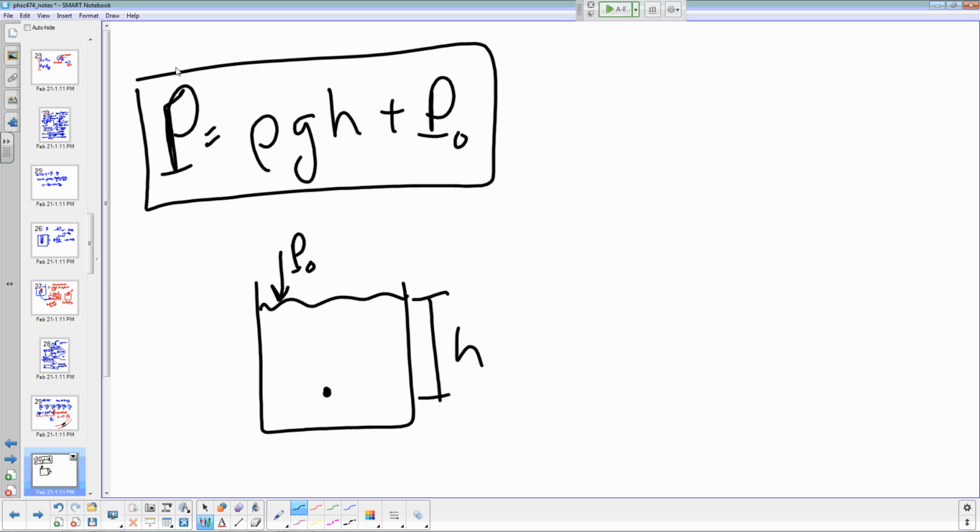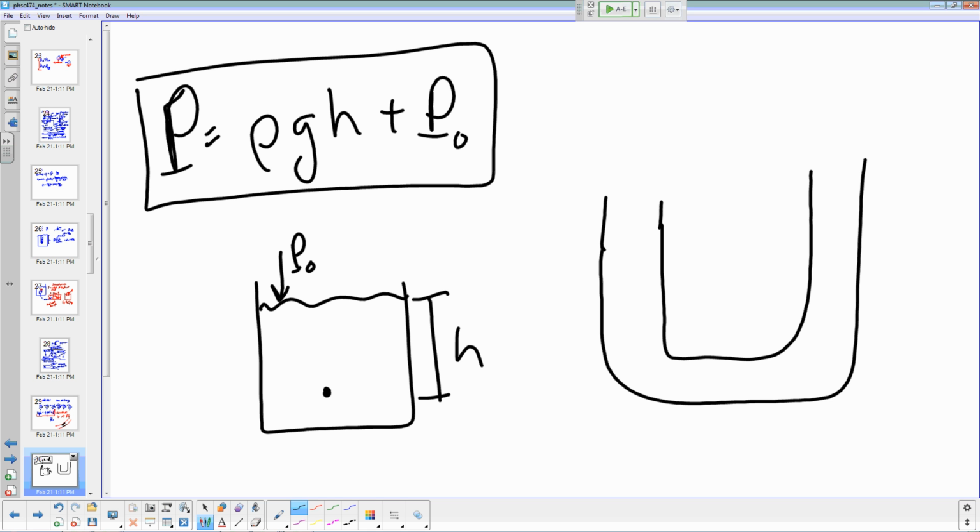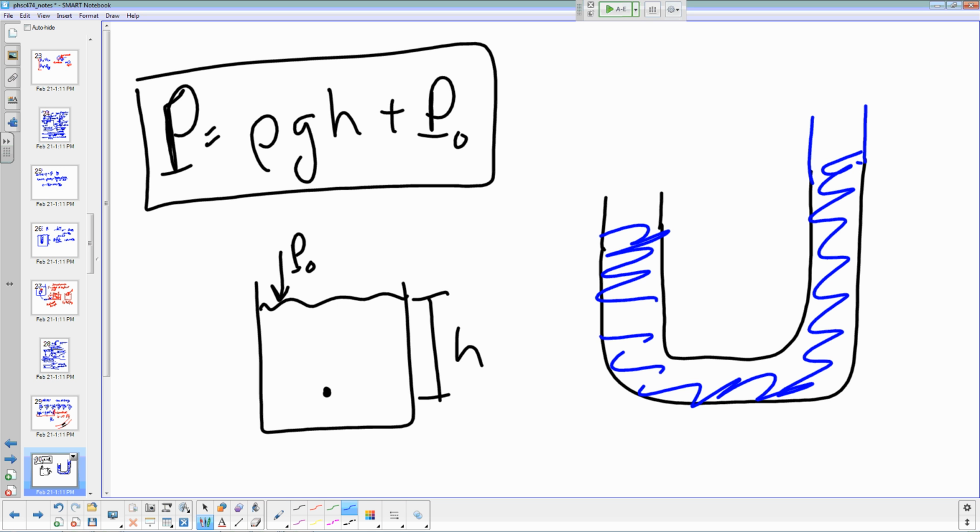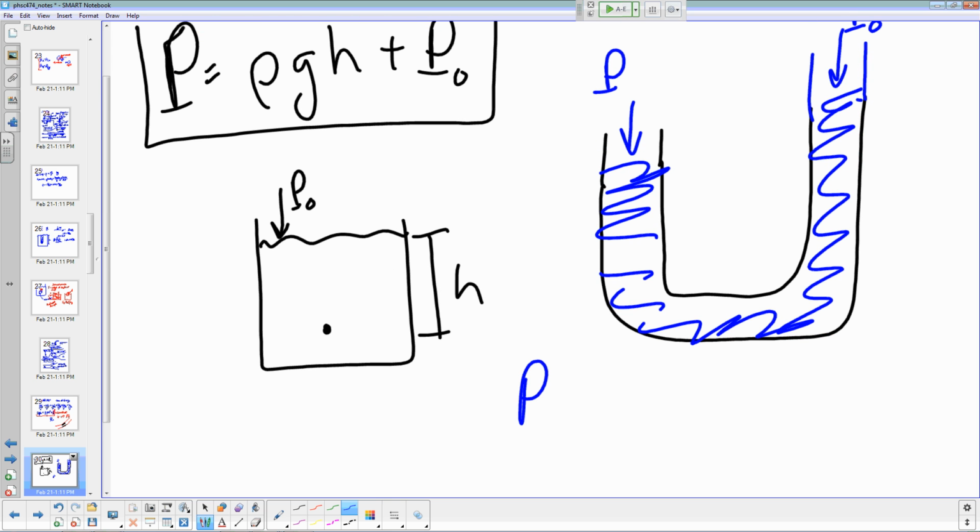Now we can use this to measure pressures, say in a manometer, which looks like this. A manometer has two open tubes filled with a fluid, and you're comparing one pressure to another pressure. I have one pressure pushing down here. I'll call this P. And then I have a known pressure over here, which I'll call P naught. Then I can compare P to P naught based on the difference between these heights. I'll call this h. And so P is going to equal P naught plus or minus rho gh.